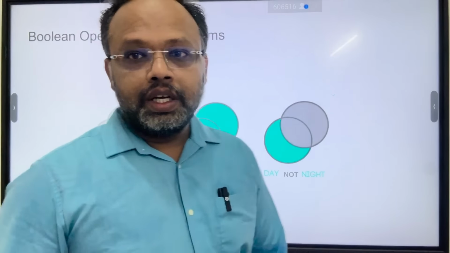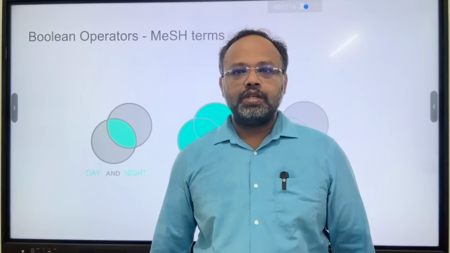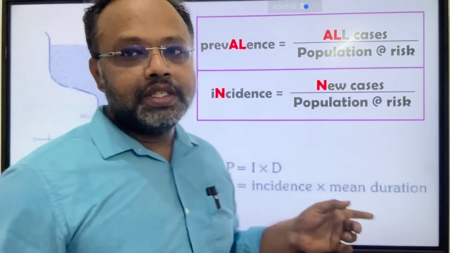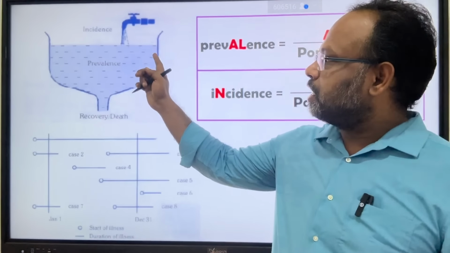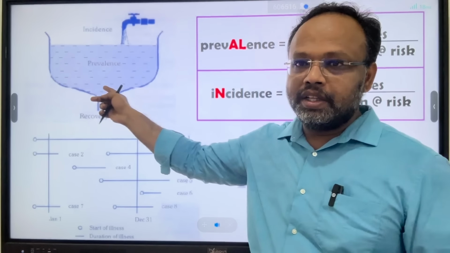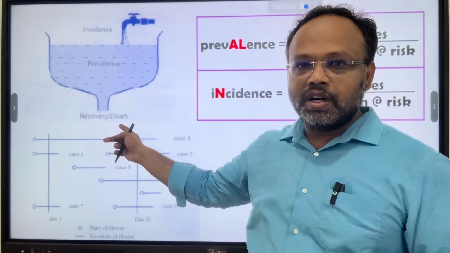We have seen the Boolean operators for MeSH terms, that is AND, OR, and NOT. Then we have seen prevalence and incidence. With the epidemiological tub, the tub inflow is called incidence, and whatever is contained in the tub is called prevalence. What moves out is called recovery and death.